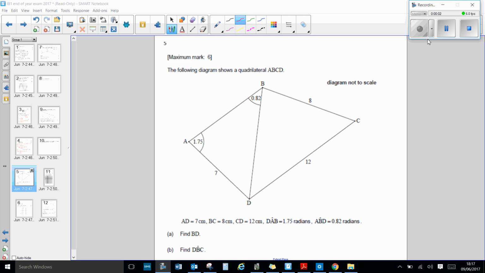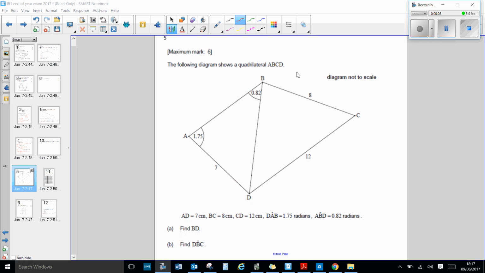Okay, so next one, BD. This is another non-right angle trig question. We're trying to find BD. The question involves two angles and two sides. Note these angles here must be in radians. It actually tells us it's radians as well.